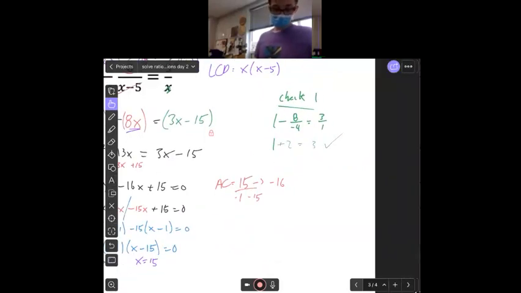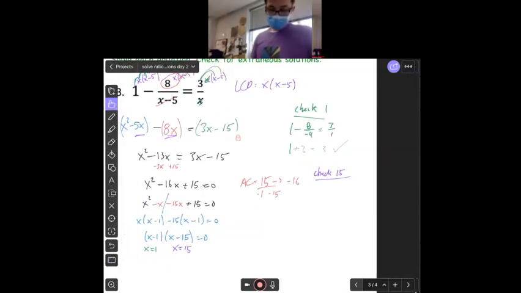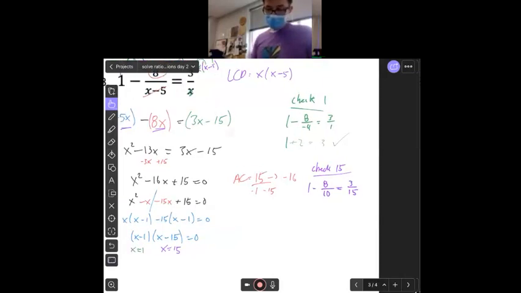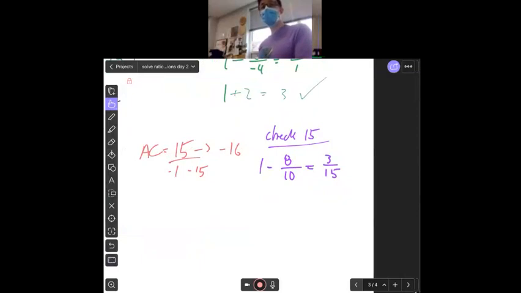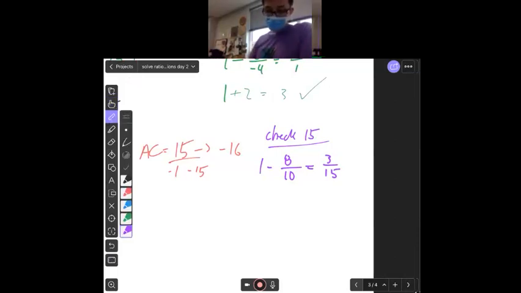And checking 15. Let's see, 1 minus 8. 15 minus 5 is 10. Equals 3 over 15. Yeah, I've got 3 different fractions right now. I could try to find a common denominator, or I could just reduce.